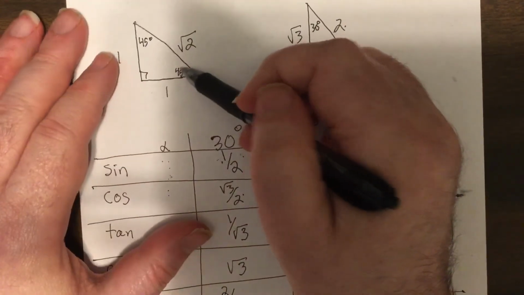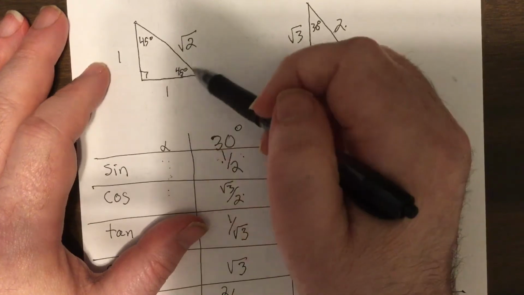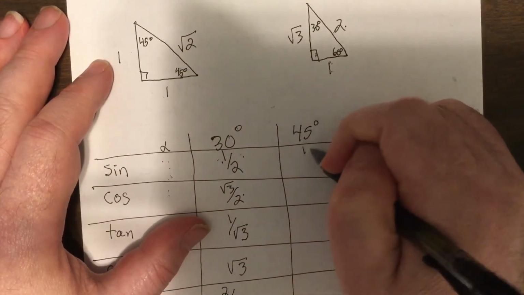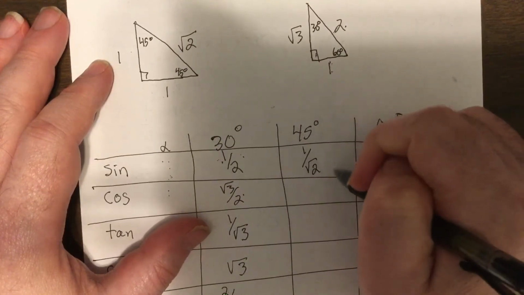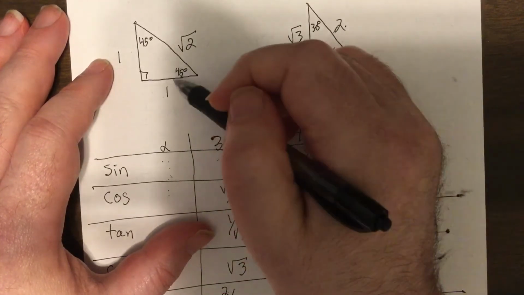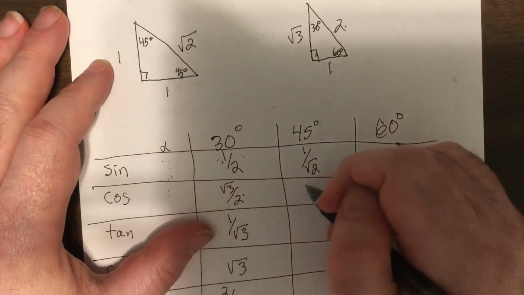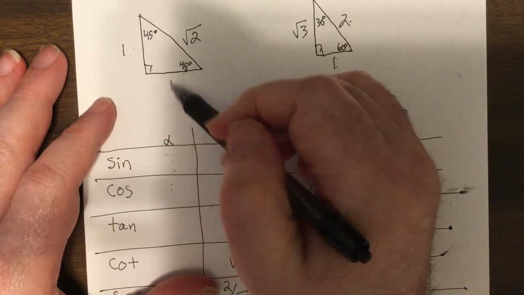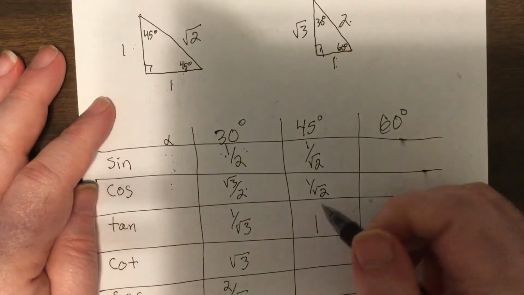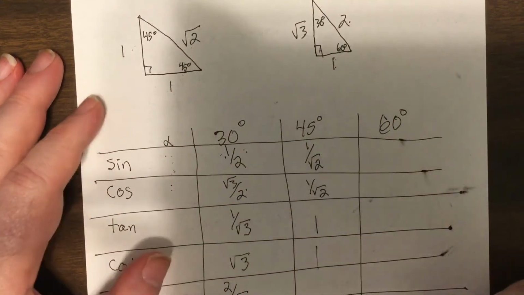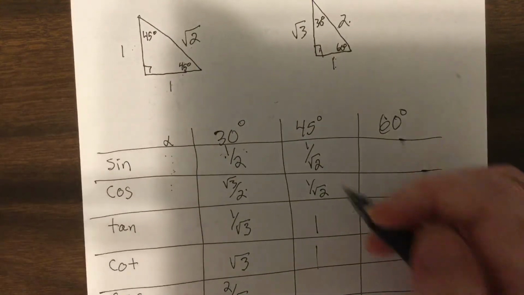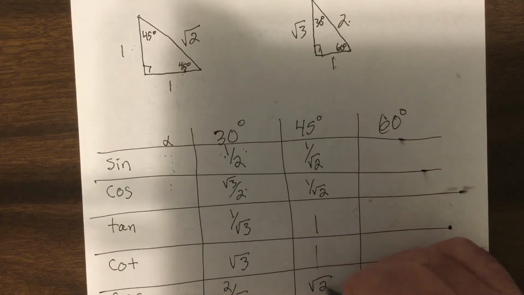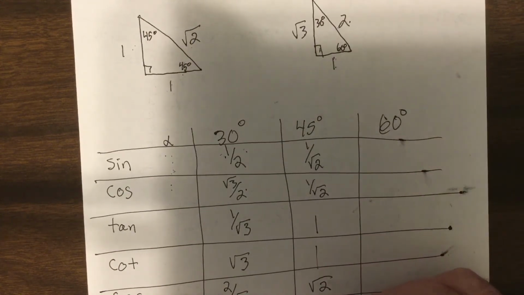So we're going to go to the 45 triangle. 45, 45, 90. Sine is opposite over hypotenuse. So it's 1 over square root of 2. Or you could do square root of 2 over 2, whatever makes you happy. Cosine is adjacent over hypotenuse, the same thing. Then tangent is opposite over adjacent, which is 1. Cotangent's the reciprocal, so it's also 1. Now, secant is the reciprocal of cosine, so it'd be square root of 2. Same thing with cosecant.